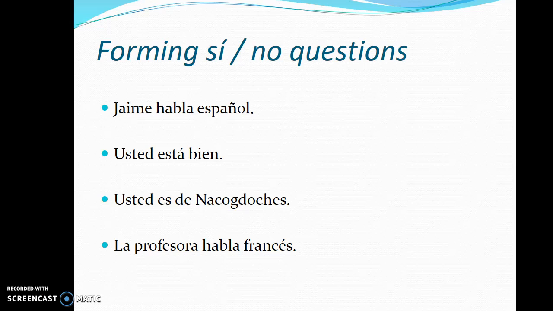Let's do it the other way. We're going to flip our verb and our subject. So we have options. Spanish is flexible. So for the first one, we could say, habla Jaime español. We could even throw Jaime all the way to the very end of the sentence. So, habla español Jaime. ¿Está usted bien? ¿Es usted de Nacogdoches? ¿Habla la profesora francés?